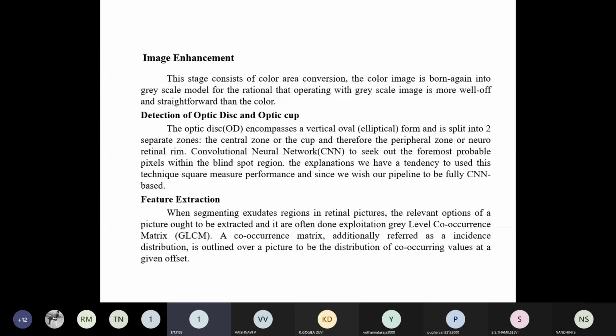Detection of optic cup and optic disc. There are two things for detecting the optic disc. First is color component analysis, and second is the morphological operation. Color component analysis means red, blue, green are the basic components of the colored image. It is noticed that the optic disc can be extracted from the red component of the image.